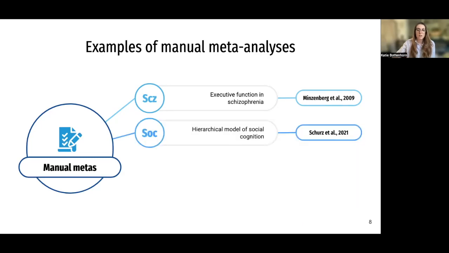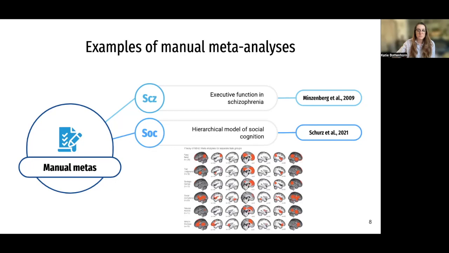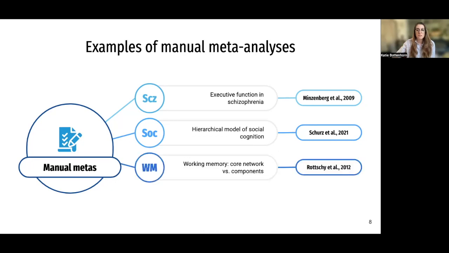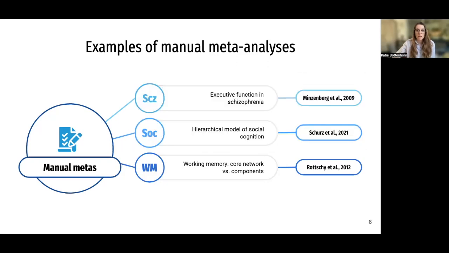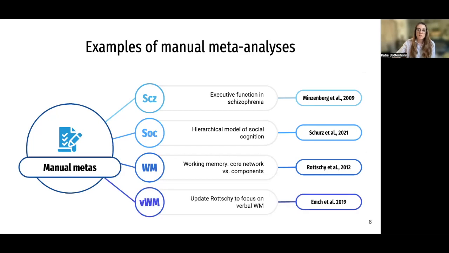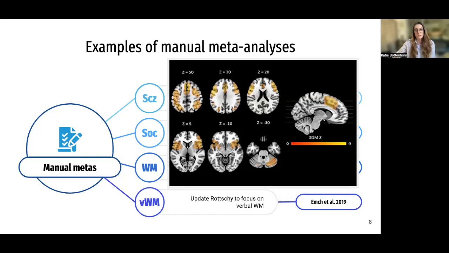Some examples of previously done manual meta-analyses include a meta-analysis of executive function in schizophrenia, a theory-driven meta-analysis looking at a hierarchical model of social cognition, a meta-analysis of working memory that identified both a core network and component networks that contribute to different aspects of working memory, and a follow-up to that meta-analysis a few years later that focused specifically on verbal working memory and also included papers that had been published in the meantime.